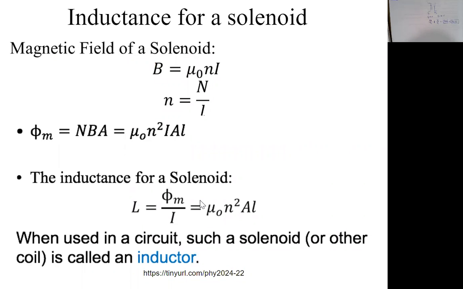All right, so the inductance of an inductor, which is the solenoid, when the solenoid is in a circuit we call it an inductor, is equal to mu naught n squared times A times L.